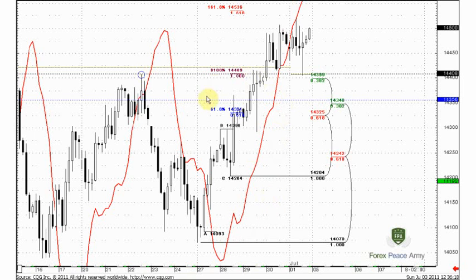On the 4-hour time frame, what do we see? This smaller ABC pattern, 618 retracement, 100% retraced, and just above the market at 145.36 stands the 1618 target.